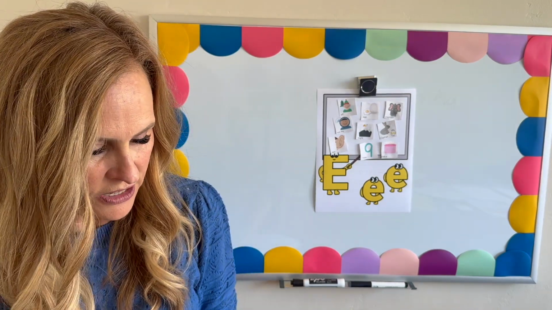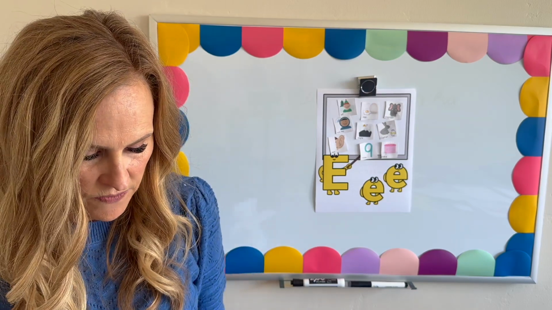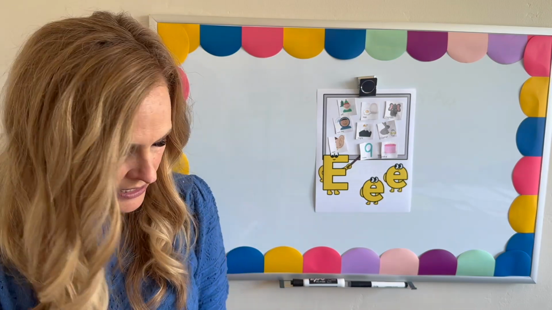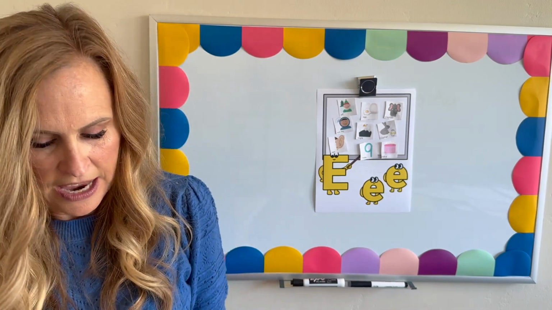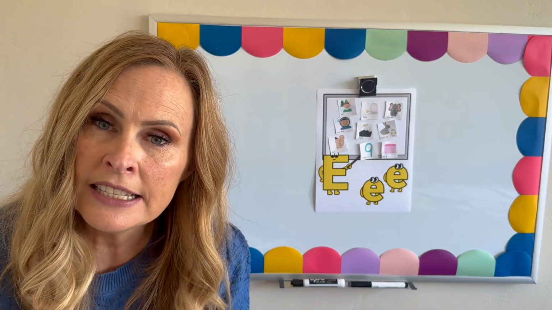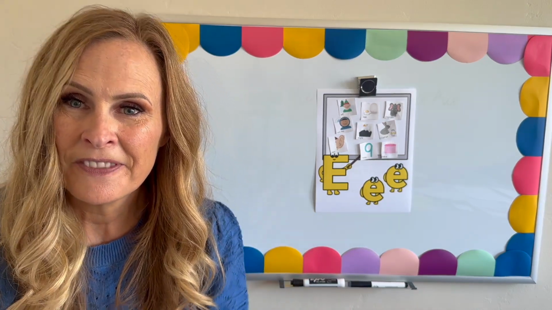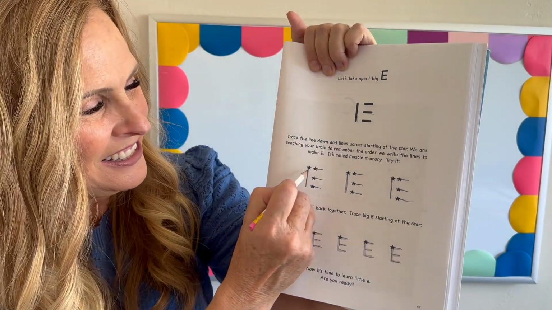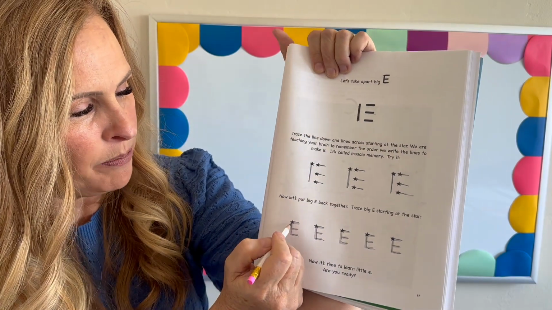Okay, friends, you did a great job learning the sounds. So I want to make sure you remember how to write the letter E's. So turn back to page 67. And do you remember what lines it takes to make a big E? Think about it. That's right. It's a line down and 3 lines across. So rewrite your big E.